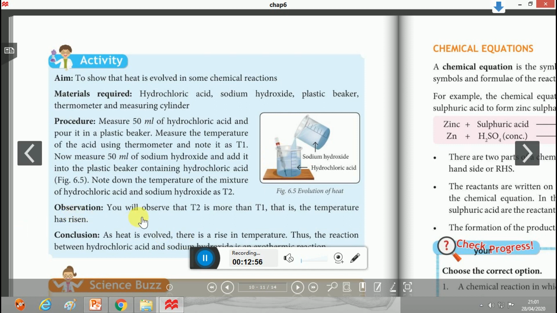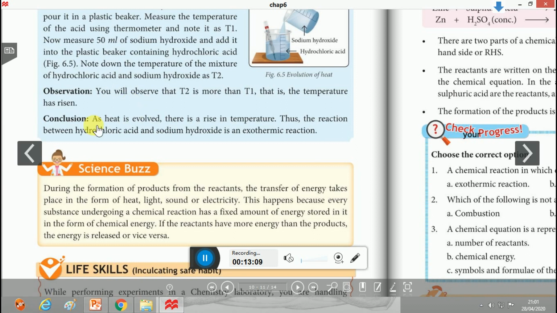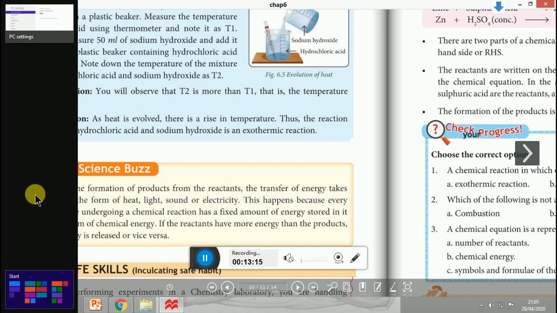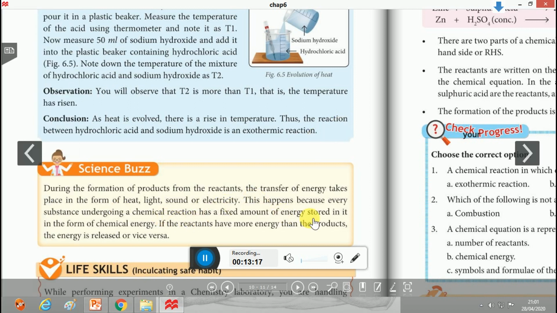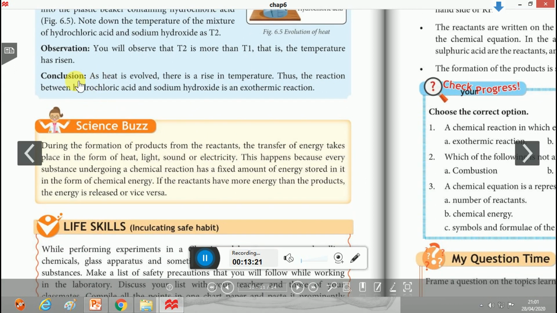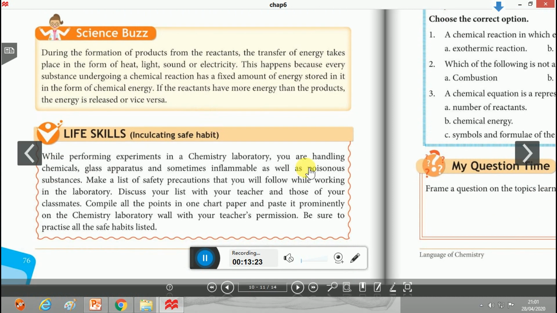You will observe that T2, the temperature after mixing sodium hydroxide with hydrochloric acid, will be higher than T1, the initial temperature. That is, the temperature has risen. As heat is evolved, there is a rise in temperature. Okay, this is an exothermic reaction.